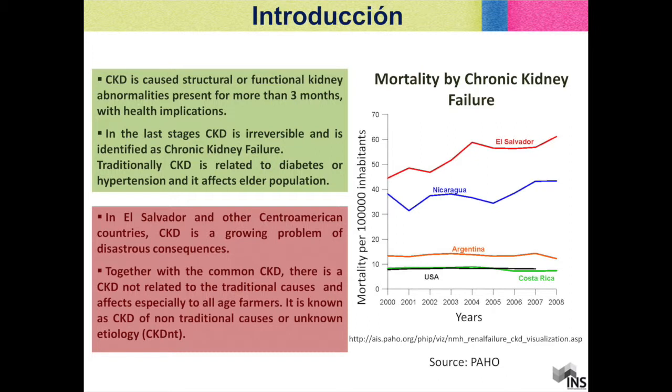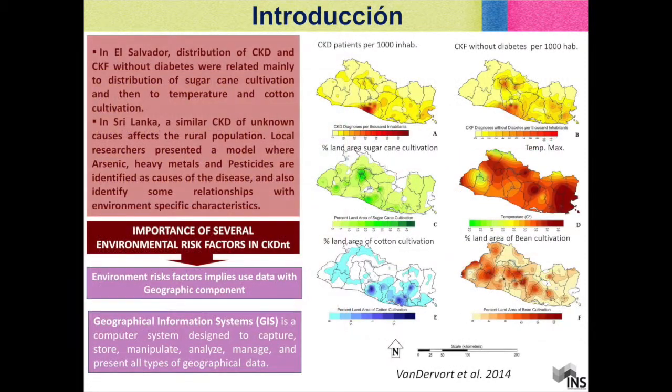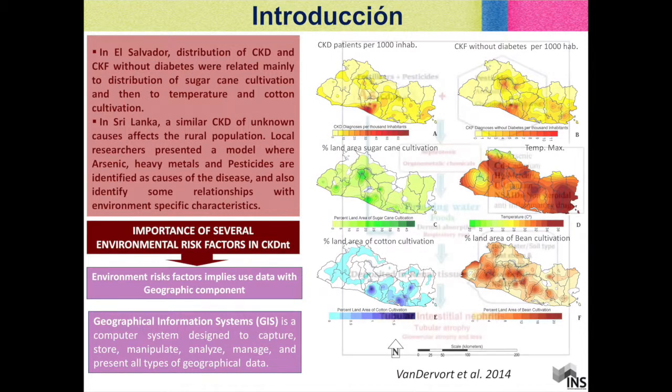Together with the common CKD, there is a CKD not related to traditional causes, and it affects especially farmers of all ages. It is known as CKD of non-traditional causes or unknown etiology, CKDnt. This specific CKD has high prevalence in El Salvador as compared to the northern countries. As you can see in the maps, in El Salvador, the distribution of chronic kidney disease and chronic kidney failure without diabetes were related mainly to the distribution of sugarcane cultivation and then to the temperature and cotton cultivation areas.